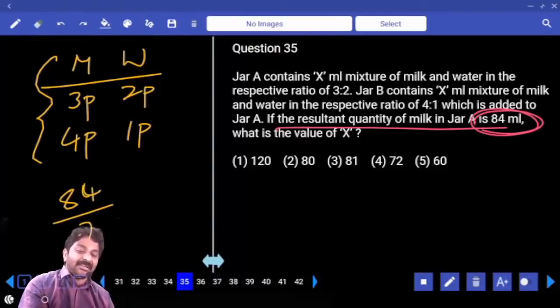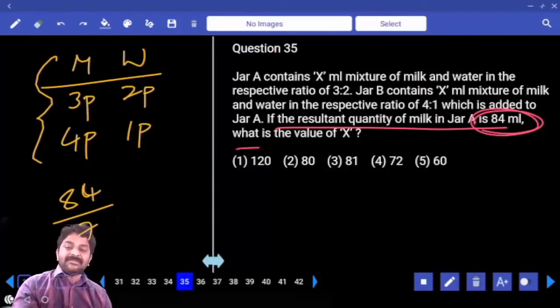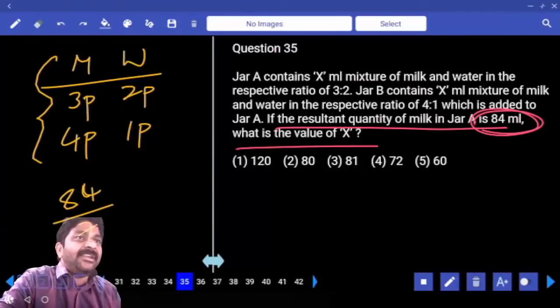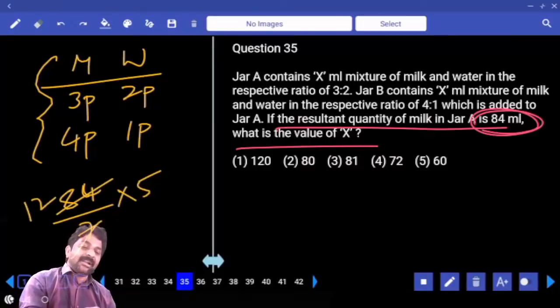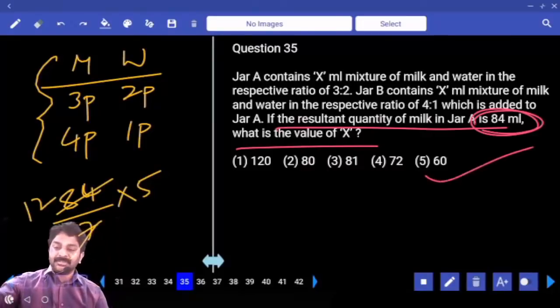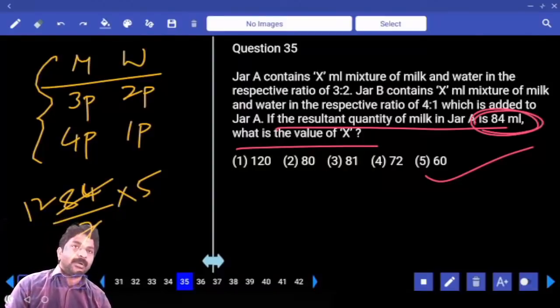1 part is equal to 84 divided by 7, which is 12. What is the value of x? X is divided into how many parts? 5 parts, in the sense 1 part into 5 only. 12 times 5. That's all. Over.